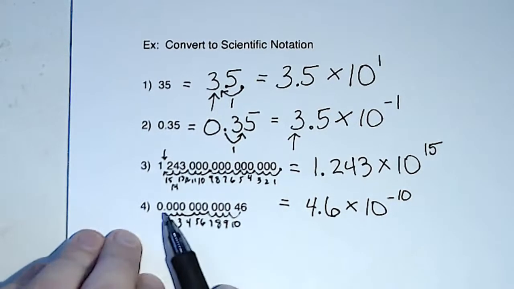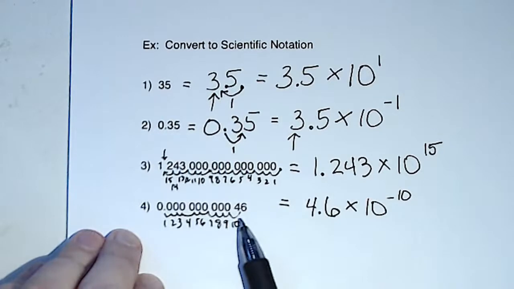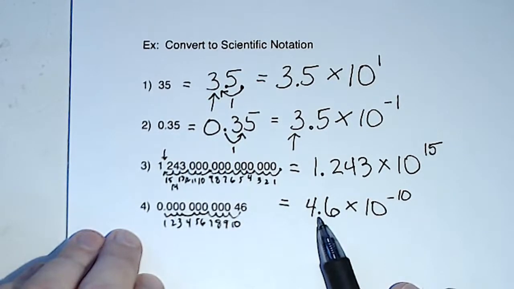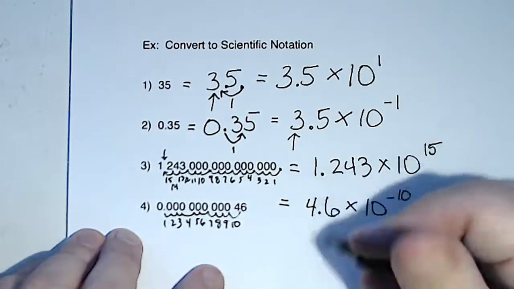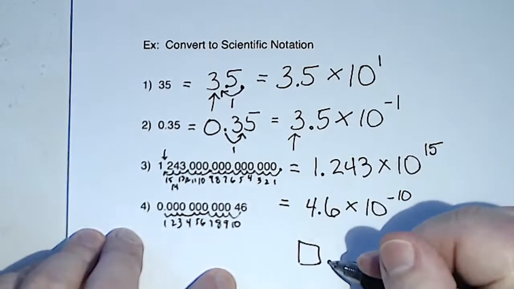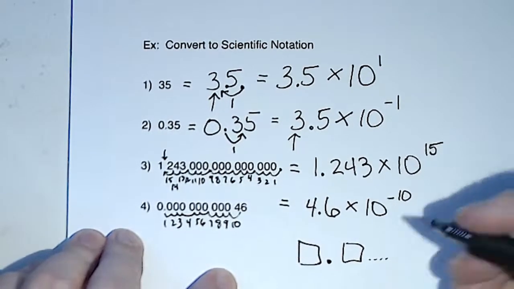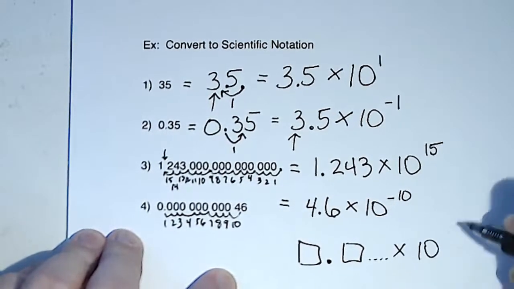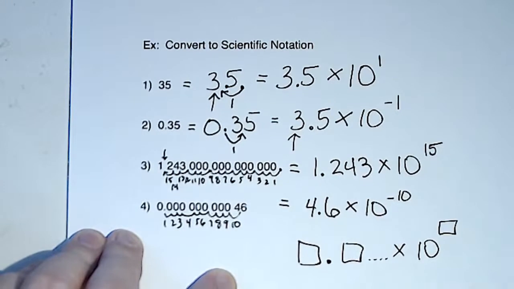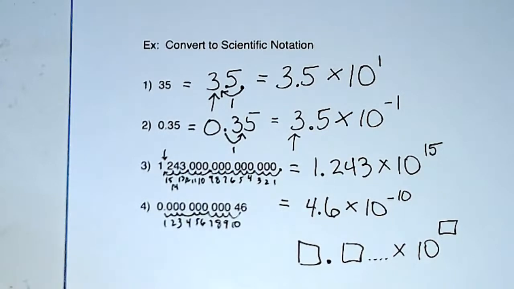Okay, so I moved the decimal point 10 spaces. And again, notice that I made sure I moved it right between the 4 and the 6. There's always a single number, a decimal point, and then whatever other numbers you've got. We always do that times 10 to something up here, positive or negative. I made this a negative 10 because it's a small number. So far, so good? Woohoo.